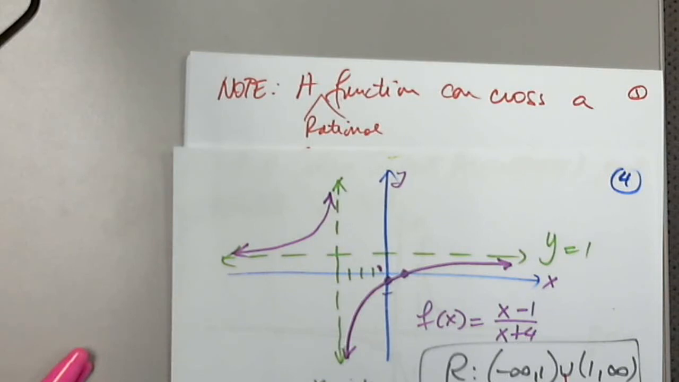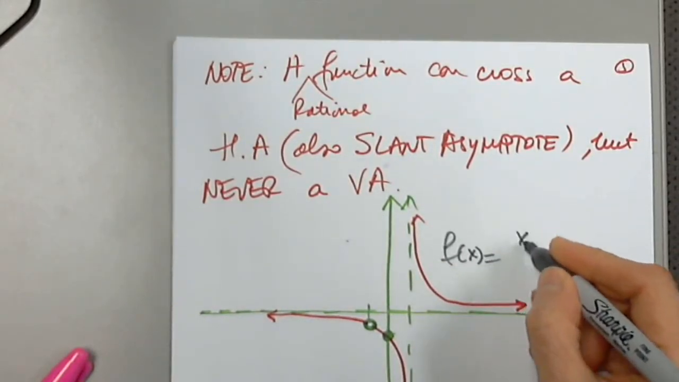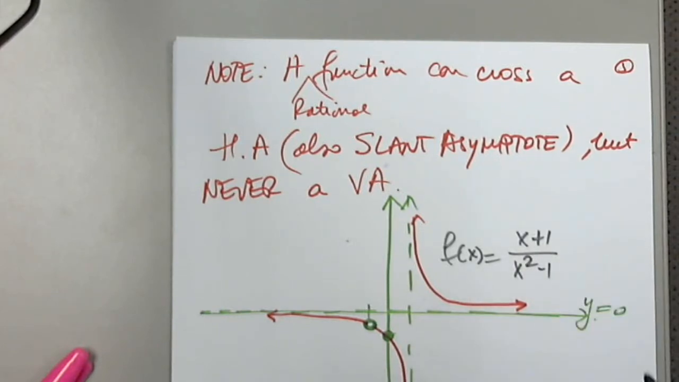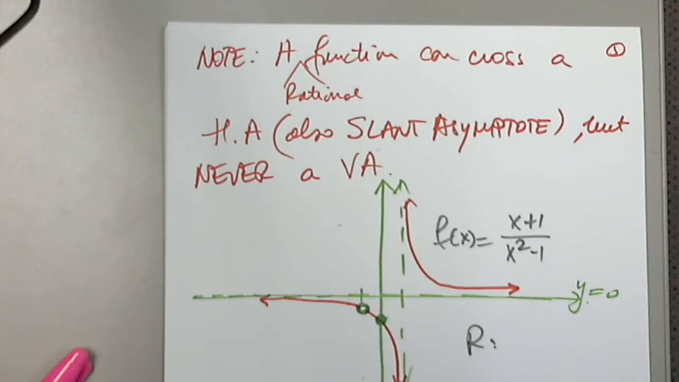Everything except 1. Perfect. Now, this is the function f of x, which is x + 1 over x squared minus 1. Can anyone give us the range for this function? All real numbers except 0. Right? X is greater than 1.